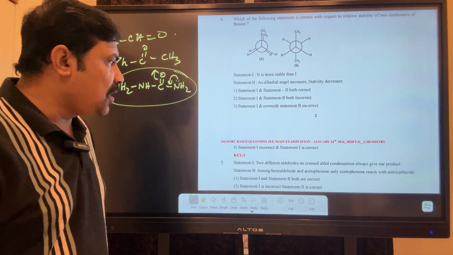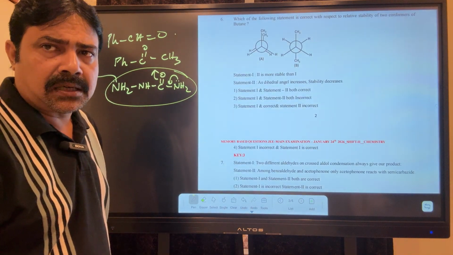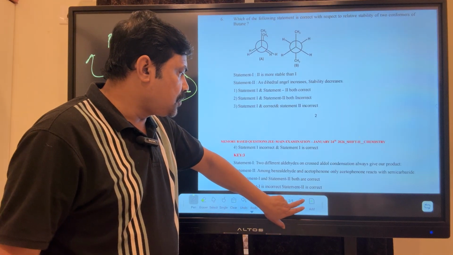But statement 2 is wrong. Statement 1 and statement 2 both are wrong. Is it clear? Let us go for the next level of questions.